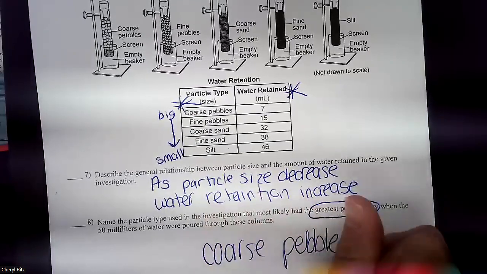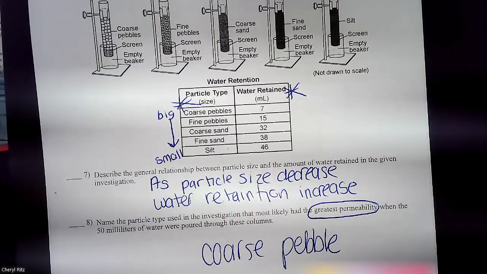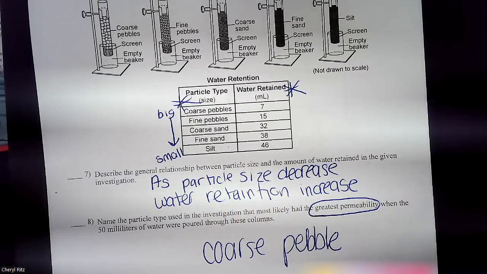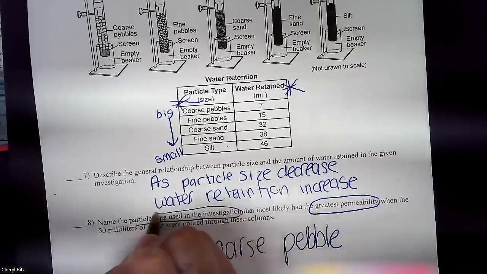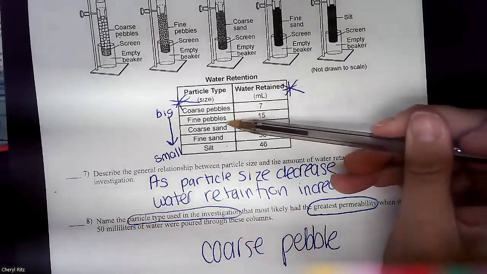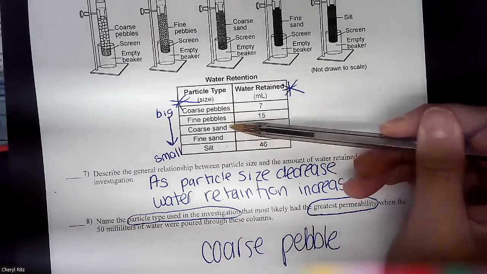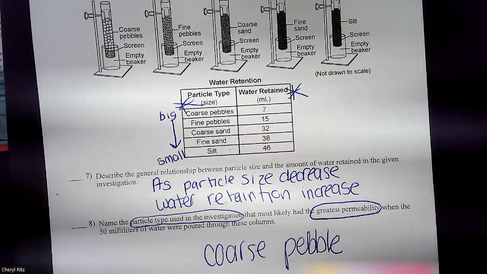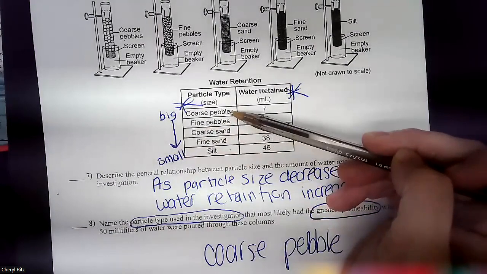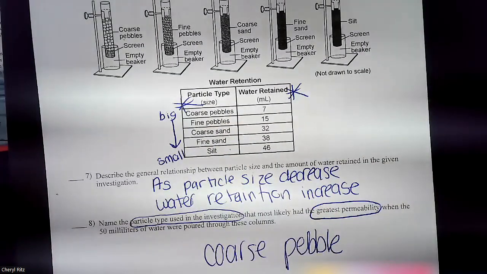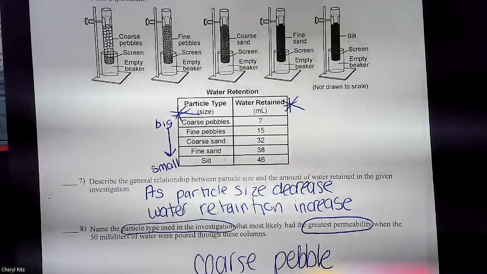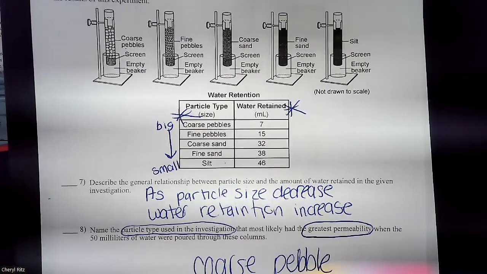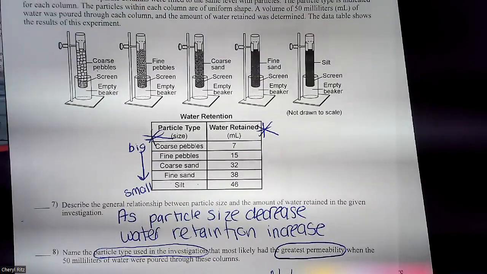Now I have a word of warning here. I did accept larger particles or largest particles. However, if this was the exact regions question and they said, name the particle type used in the investigation, your answer had to be one of these, because they're first testing that you know the largest concept, that the larger has the higher permeability, and they're testing that you know pebbles are bigger than silt. So just again, read the question carefully to make sure that you're answering what they asked and not what you think they're asking you. There's a difference.